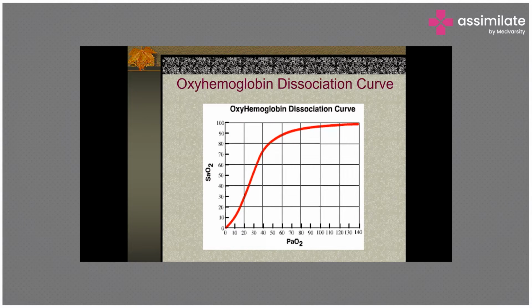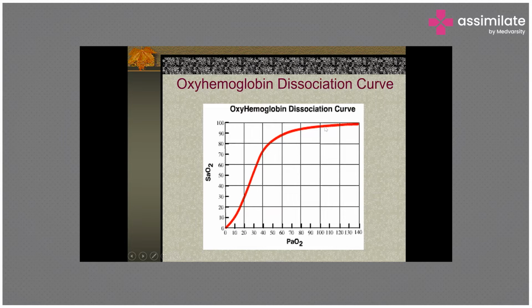Okay, and this is how the oxygen dissociation curve is. The oxygen dissociation curve will be shifted to the right if there is hypoxemia, respiratory acidosis, or hyperthermia, whereas if there is respiratory alkalosis or hypothermia, the oxygen dissociation curve will be shifted to the left.